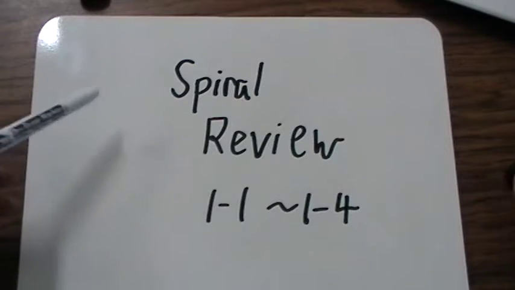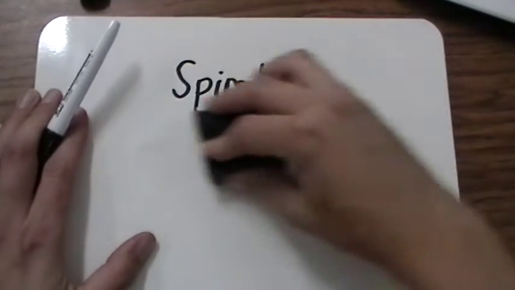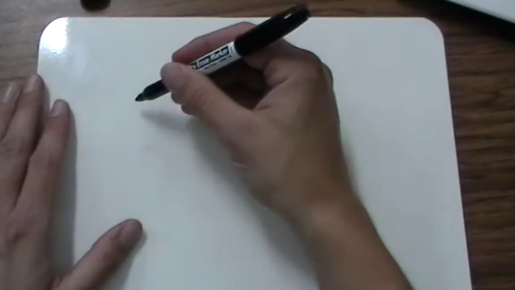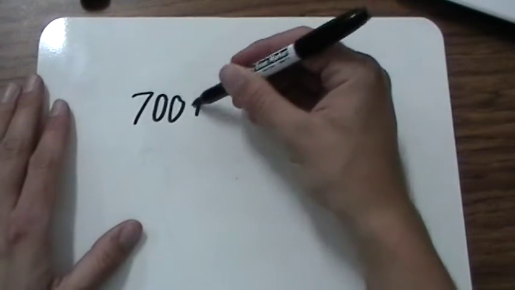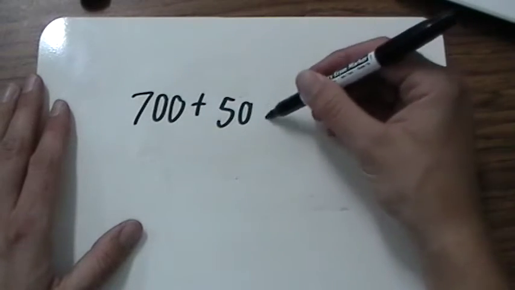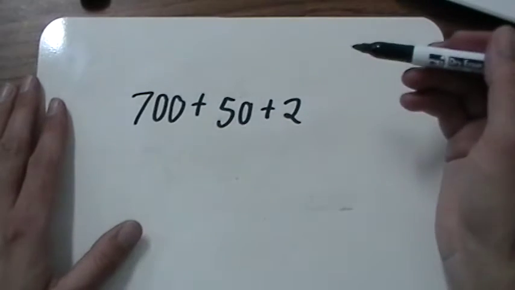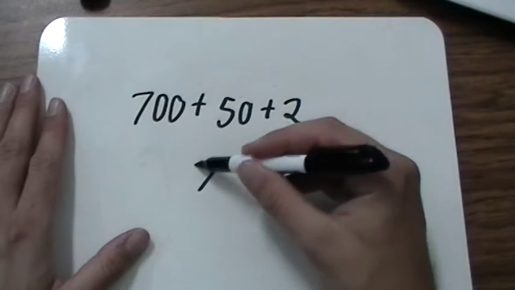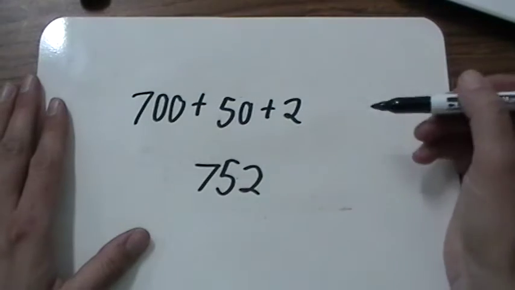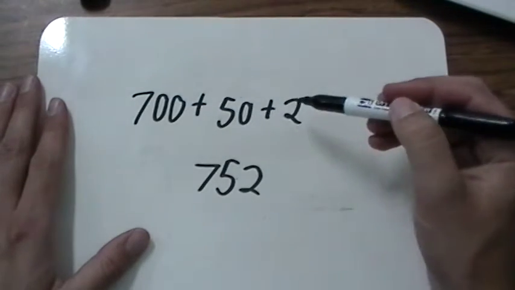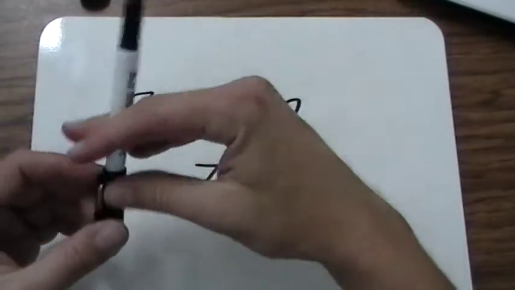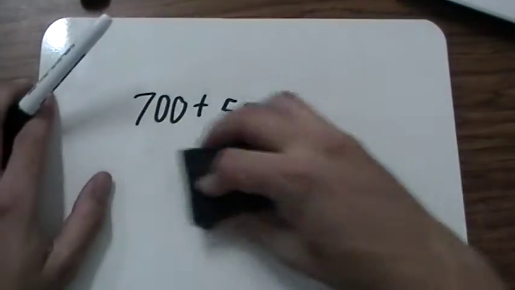Our spiral review this week is going to start on 1.1, and you're going to look at a number in standard form, okay? So let's say I have a number that says 700 plus 50 plus 2. That's expanded form. In standard form, I'm just going to write 752. It's the same number. Woohoo! You're going to practice writing numbers in standard form.